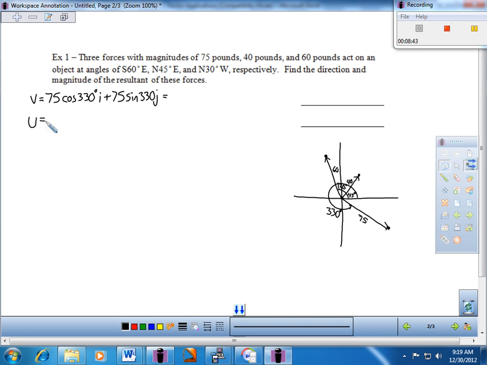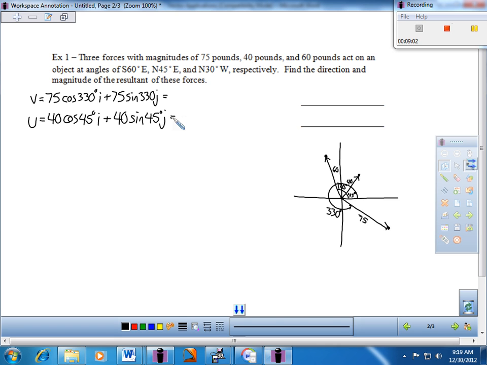Call it whatever you'd like, of course. And again, nice and straightforward, everyone. It's magnitude cosine of theta, so there's your magnitude cosine of theta I and magnitude sine of theta J. We'll get that answer momentarily as well.